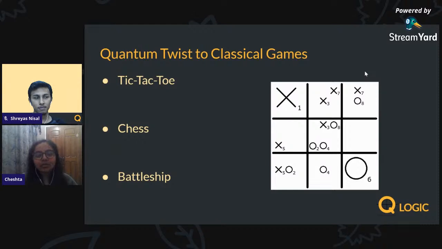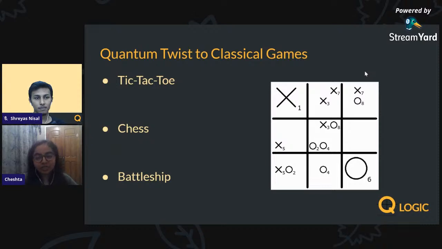And later, when a measurement occurs, it collapses to one of these blocks and the game moves into one of the two directions it is supposed to go to. So if you're putting one mark in two different positions, you can say that it is now a superposition of two games on one board. So that's about quantum tic-tac-toe.